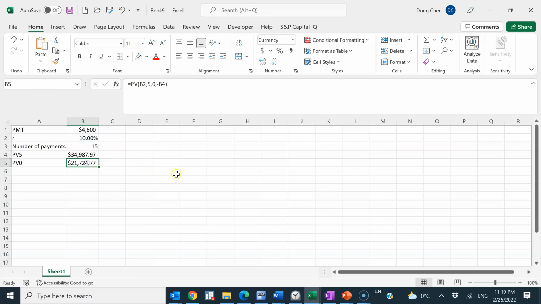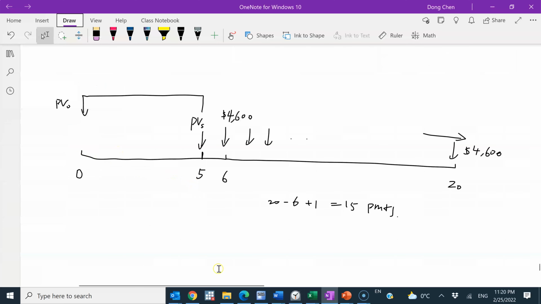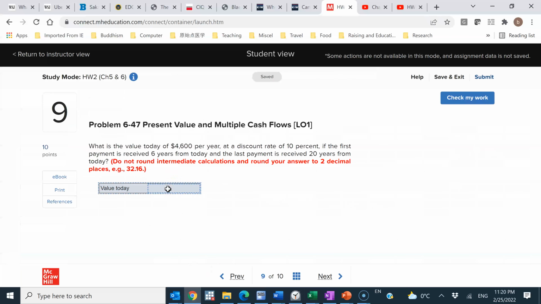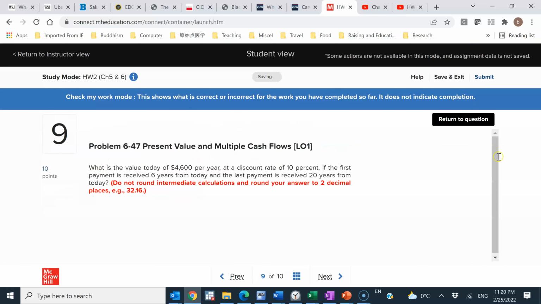Then we just need to copy this number back. Sometimes the format may not work. I think this might be acceptable. Let's check. If not, I just need to get rid of the dollar sign.